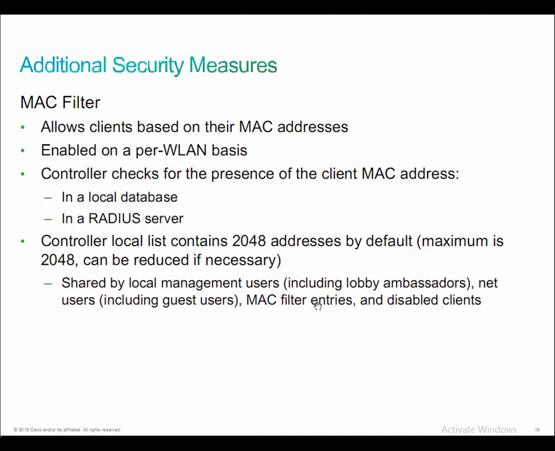Now there are two ways that we can allow network traffic based on the MAC address of the device. We can have a local entry where the MAC address is configured on the controller, and the maximum number of MAC addresses depends on the platform, but generally it's about 2048. That local database, by the way, is shared by all local management users. We'll be talking about things like lobby ambassadors, net users, guest users, and so on, and that MAC filter would be shared. We'll get into configuring MAC filtering when we start to get into the whole configuration.